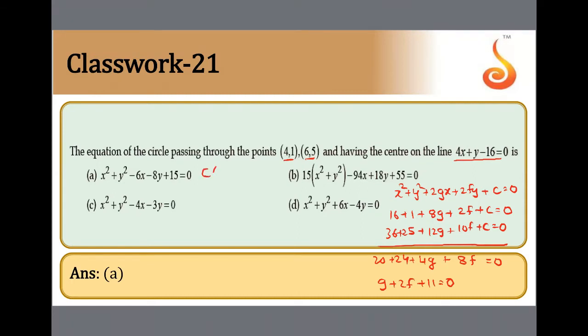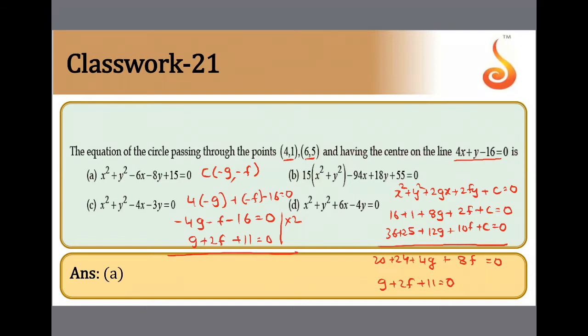What's the coordinate of the center? Minus g, minus f. So 4 into minus g plus minus f minus 16 equal to 0. Minus 4g minus f minus 16 equal to 0. The other equation is g plus 2f plus 11 equal to 0. Multiply the first equation by 2, add it up.